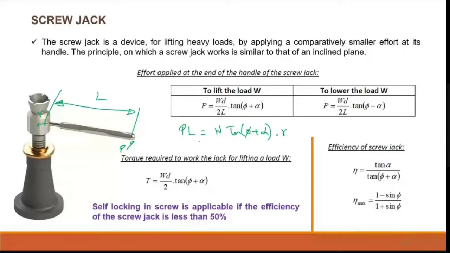P into L is nothing but torque. That is the formula here: W d by 2 tan (alpha plus phi). Similar to this, the same formula. The only thing is P into L is your moment, which is nothing but your torque. So we apply that. To lift the load and to lower the load, the formula is the same.